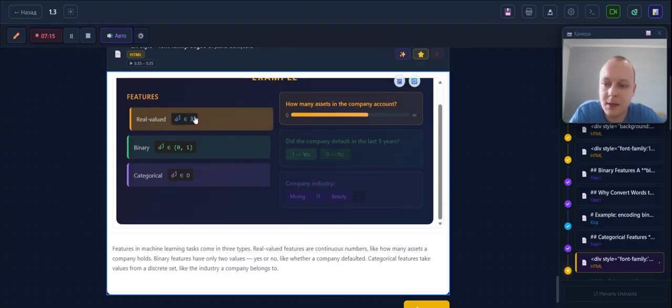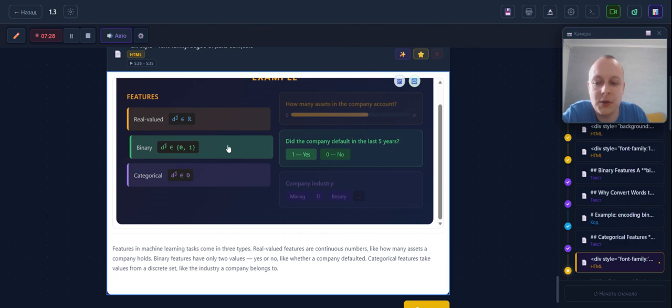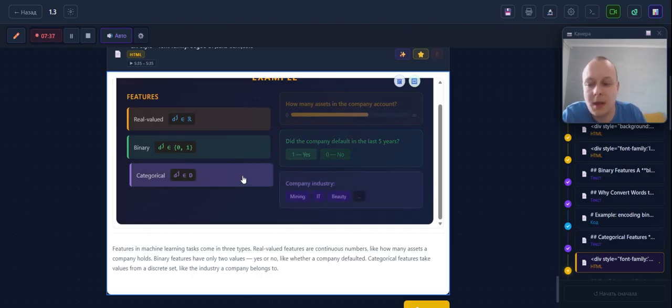So again, there are real valued features. They answer how many assets in the company account. There are binary features, and they answer the question: did the company default in the last 5 years? Yes or no? And the third one we just got is categorical feature. It might be company industry.